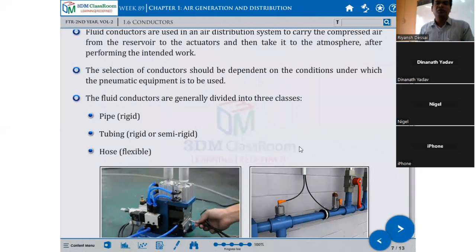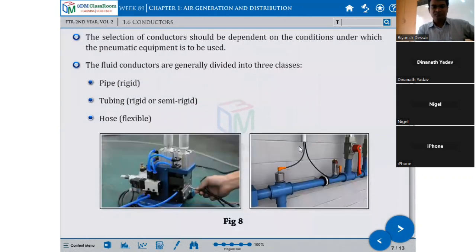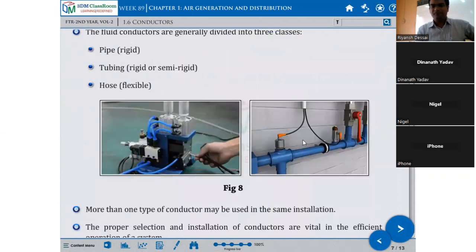Then tubing, rigid or semi-rigid. The blue color piping comes under this. There are some semi-rigid ones also. And hose, which is flexible. Now you can see these blue color pipes here, and you can see these blue color fabricated pipes. So which is the rigid one here? These are all rigid pipelines, and these are the flexible ones.